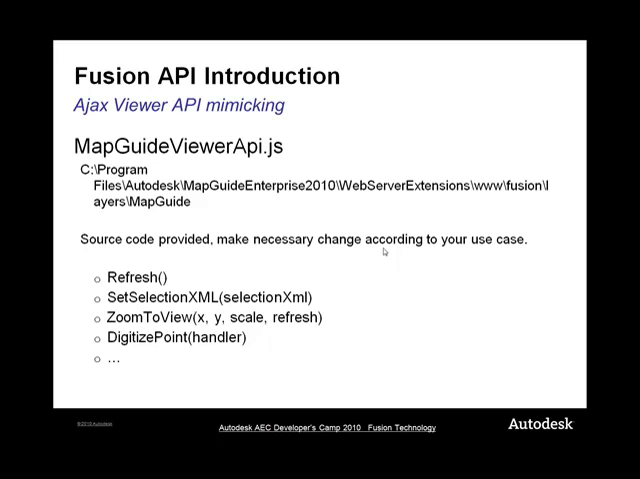As you know, we have a Viewer API for Ajax Viewer, which includes many client functionalities such as refresh, zoom to view, digitize, and etc. These useful APIs are also available in Fusion Viewer. The source code file is also provided with the product.